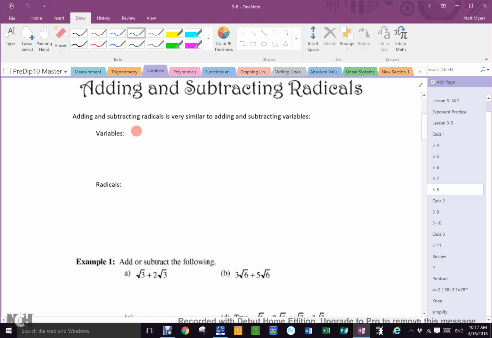Yeah. So if I were to add x plus x, what would I have? No. What would I have, Green? 2x. If I add 3x plus 7x, what would I have? 10x. If I add 3x squared plus 9x squared, how much would I have? 12x squared. If I add 4x plus 3y, what do I have?